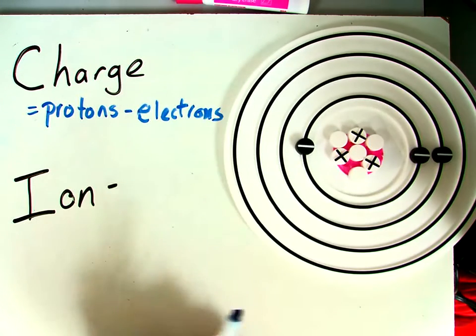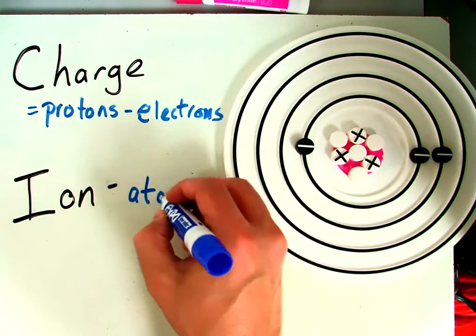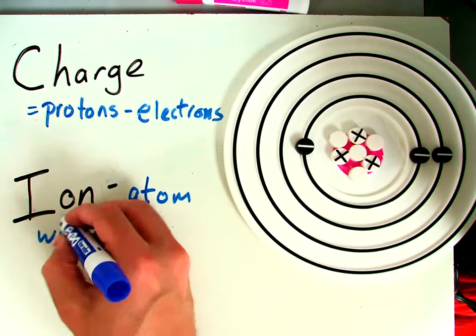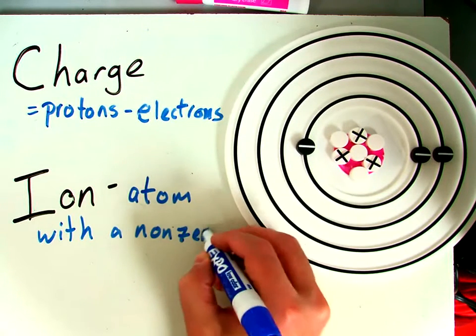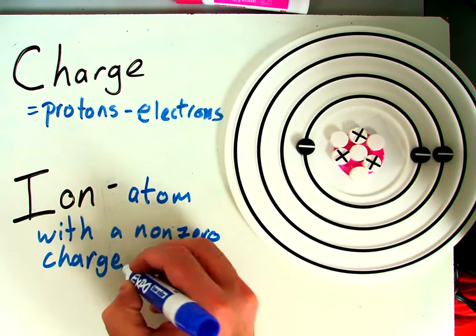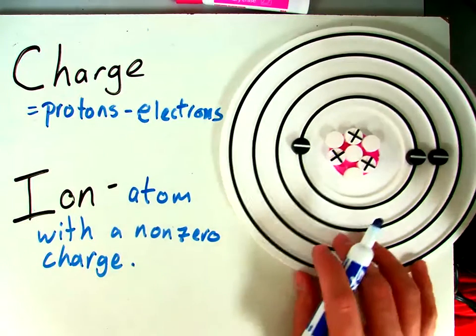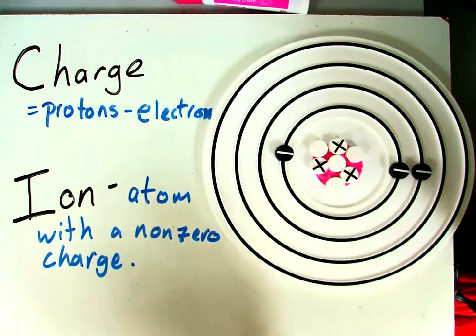Now, if it's an ion, this is an atom with a non-zero charge. Ions are usually going to form in order to get a full valence shell.